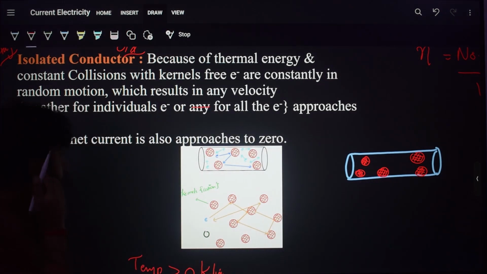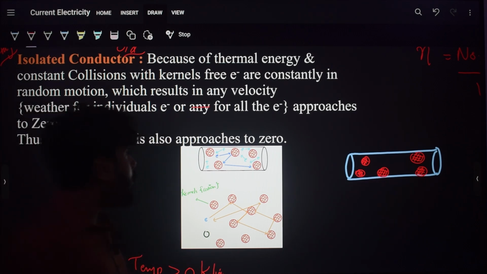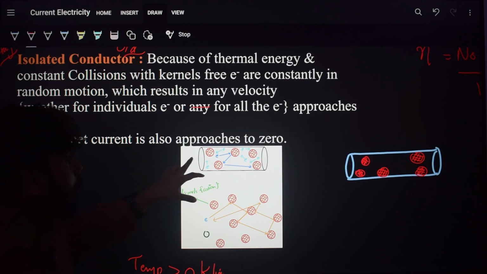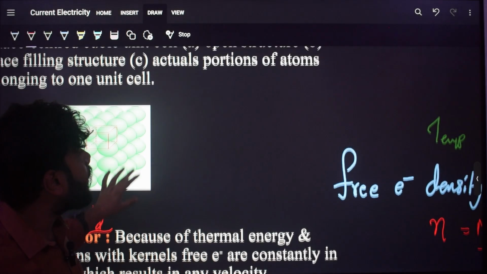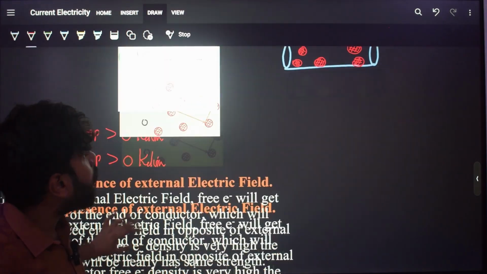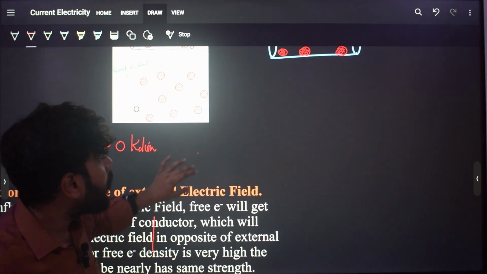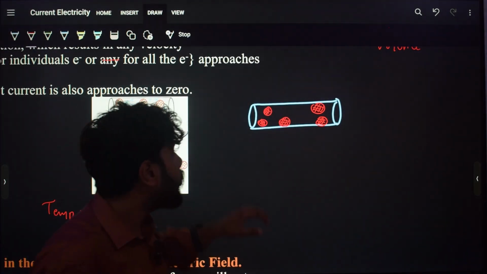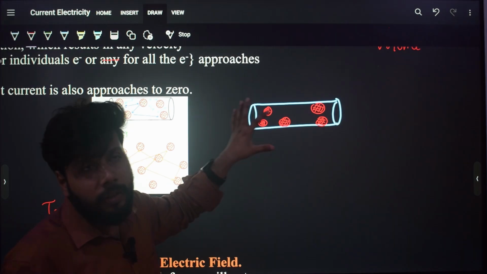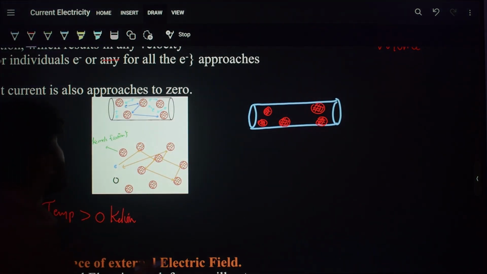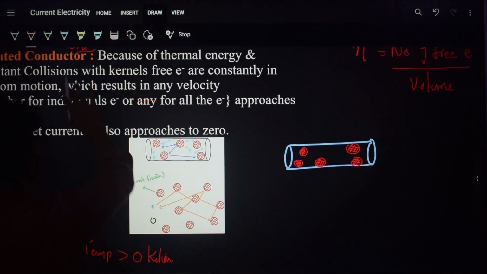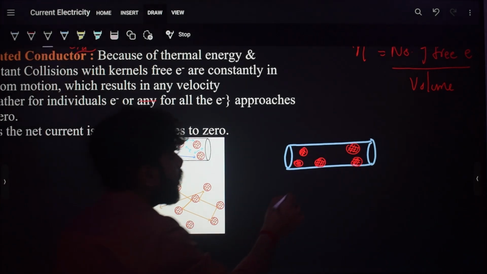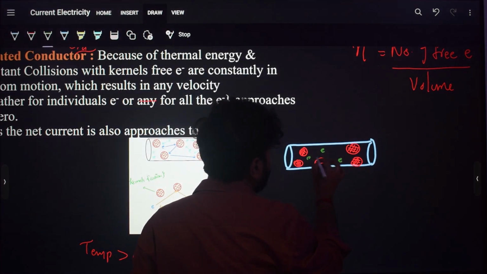Okay, so imagine that you have a conductor which is not connected to any battery, or there is no electric field. So in that conductor you will have something called kernels. And what is a kernel? Earlier we discussed, like in the metallic bond, there will be temporary formation of cation and anion. So the atoms which are losing the free electron are known as your kernels. So there is your kernel. And then there will be free electrons also.